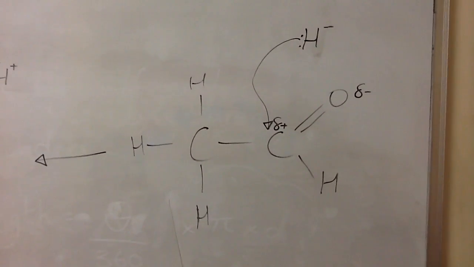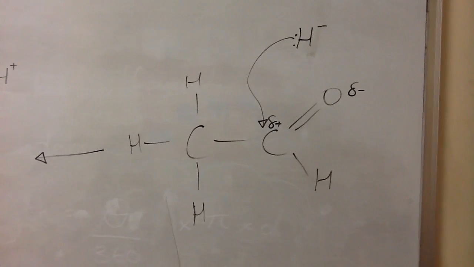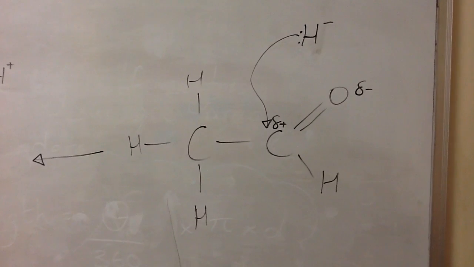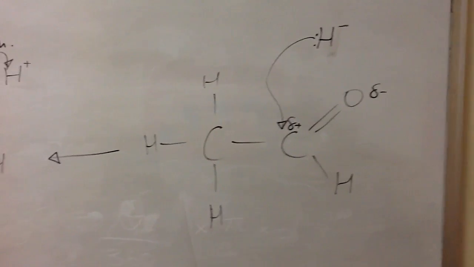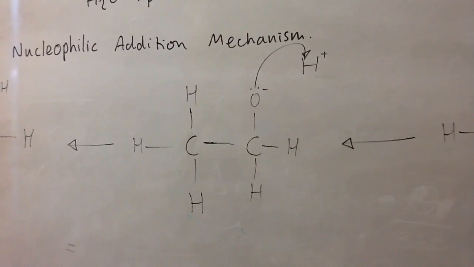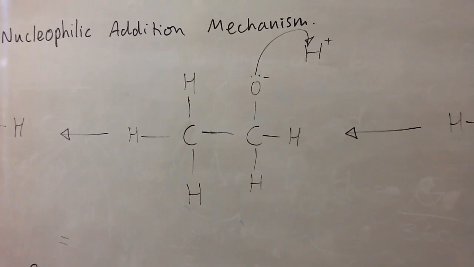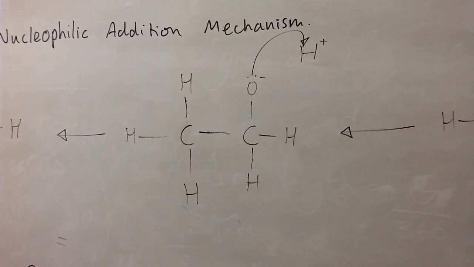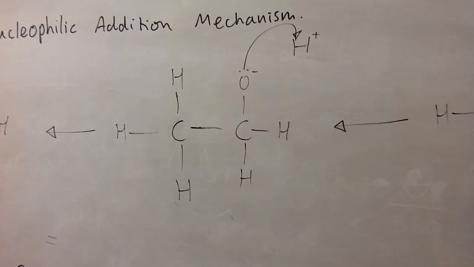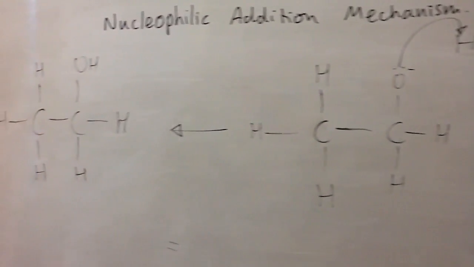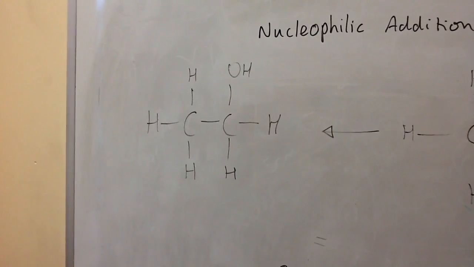The H- provided from the sodium borohydride is attracted to the delta positive carbon in the aldehyde, so it donates electrons there, forming a covalent bond. Since the H- was negative, the electrons of the carbon-oxygen double bond move to the oxygen, making that negative, and so the oxygen attracts a H+ ion. The H+ ion then bonds to the oxygen, forming an alcohol.